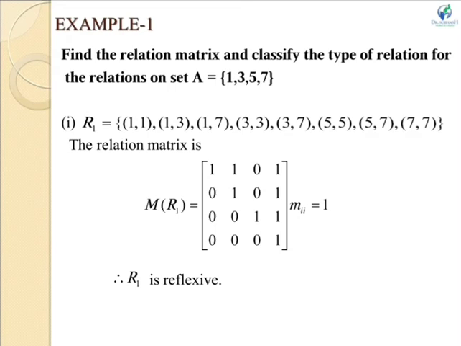Now see, here you can see that all the principal diagonal entries are 1, that is Mii equal to 1, so we can say that R1 is reflexive. In other words, you can also see here (1,1), (3,3), (5,5) and (7,7) all are there in the set, so we can say that R1 is reflexive.